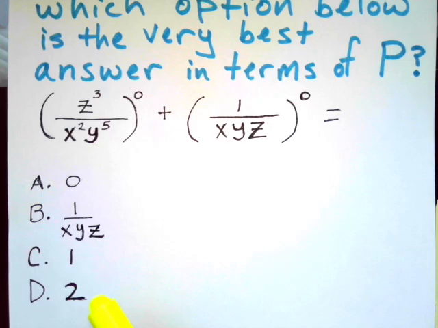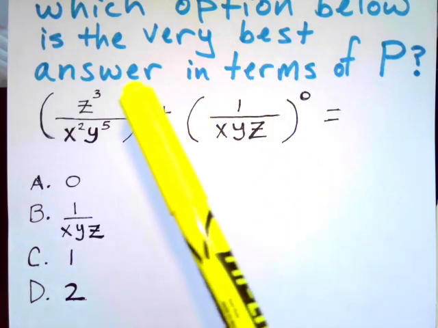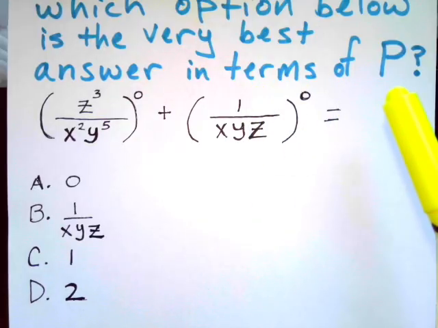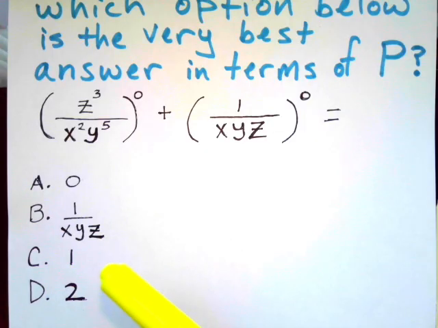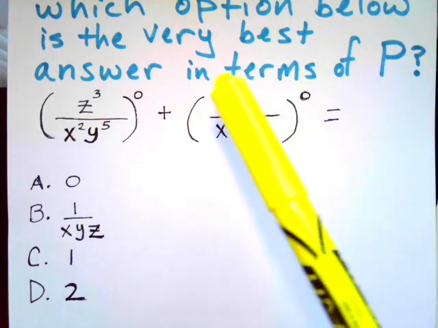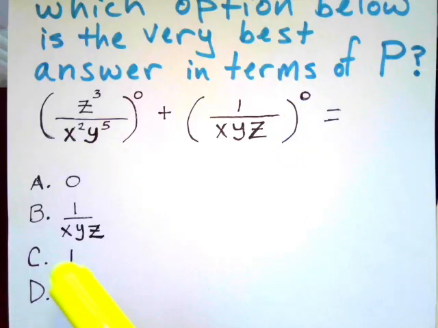Test taking strategy: your answer is supposed to be in terms of P. Your answer should be in terms of P. So you can cross off option B, 1 over x, y, and z. That's not in terms of P. Now option A, 0, option C, 1, and option D, 2 are also not in terms of P. However, they could be actual correct answers. Let's go through that now.